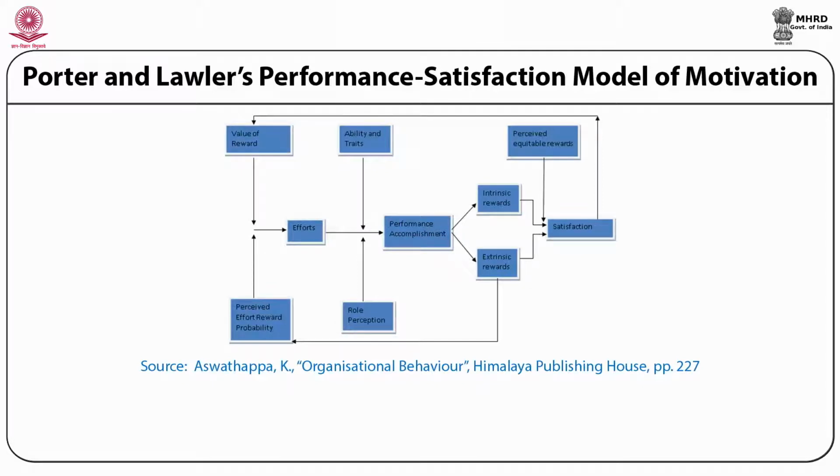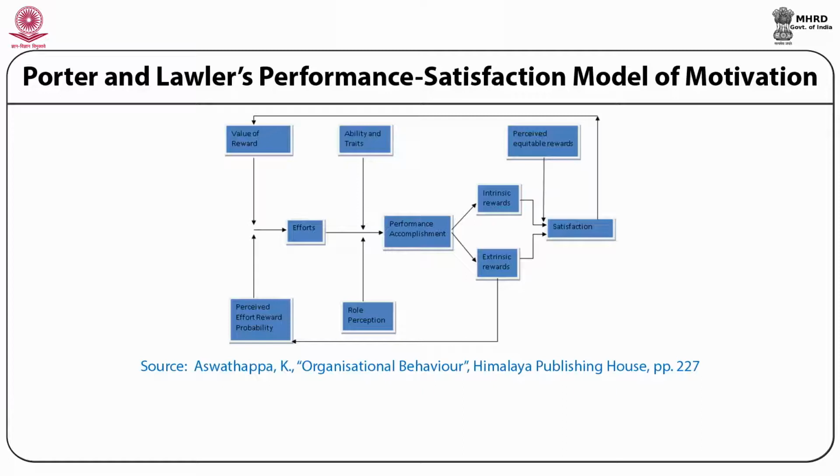The figure clearly shows that this multivariate model of motivation explains the relationship between effort, performance, and satisfaction. It is very important to notice here that effort leads to performance, but the relationship between effort and performance is not direct. The relationship between effort and performance is influenced by individuals' abilities and traits, and also by the perception about the role he is performing.